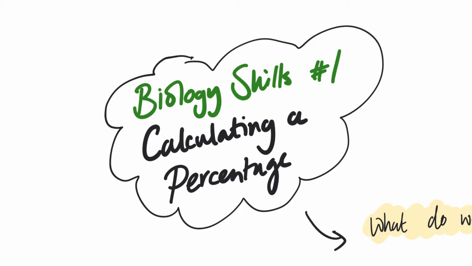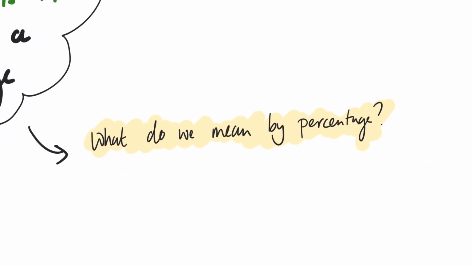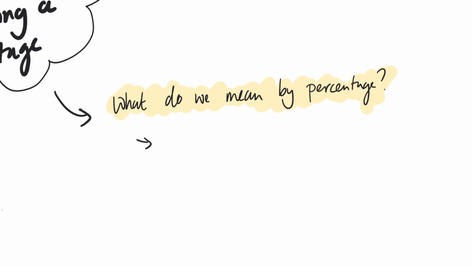So some of you may be totally fine with percentages, some of you may not have a clue. So this video is a very quick run through of how to calculate percentages, in particular in a biology context or in a biology lesson. So first of all, what do we mean by percentage? When we're using percentages in science, the main use is to be able to compare sets of data, so numbers, in an easy way.